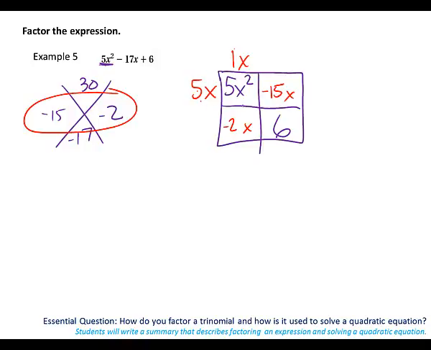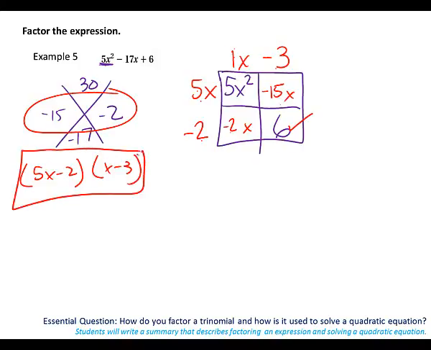All right. How many times does 5x divide negative 15x? How many times does 1x divide negative 2x? Negative 2 times negative 3 is... It's important to do that because I know I got it right because that box worked out. Okay? And now I have to write it off of the big box. So I've got 5x minus 2 and x minus 3. Again, I could write that in either order.